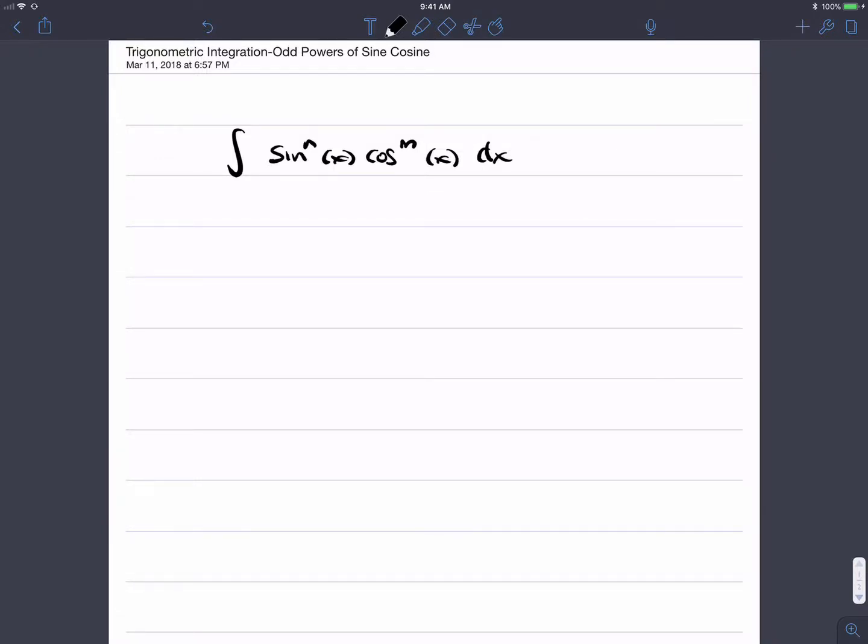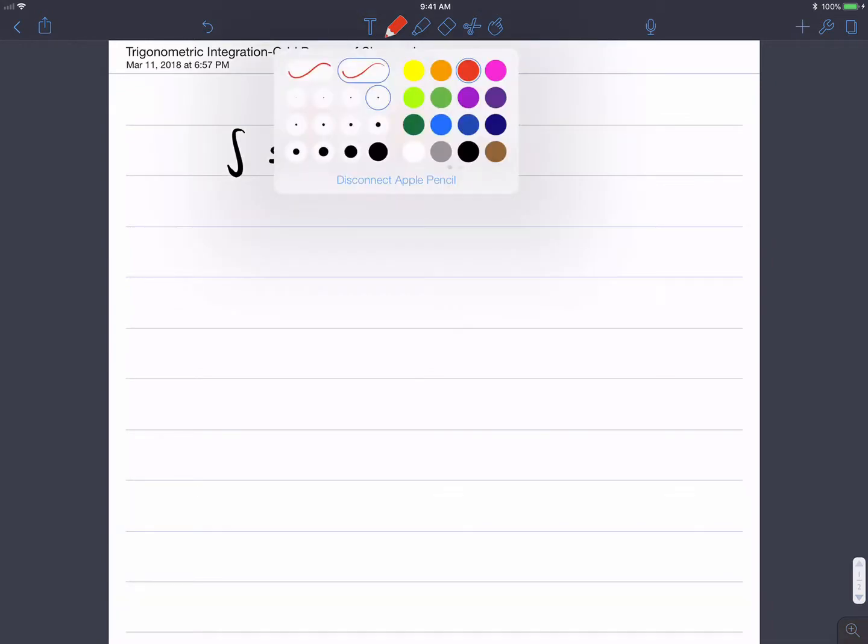Okay, what we're going to do here is we're going to integrate products of sines and cosines. These are trig integrations. And we're going to focus on our powers here for sine and cosine. We're going to focus on odd powers. So that's going to be the focus of this integration technique here. So let's look at an example here.